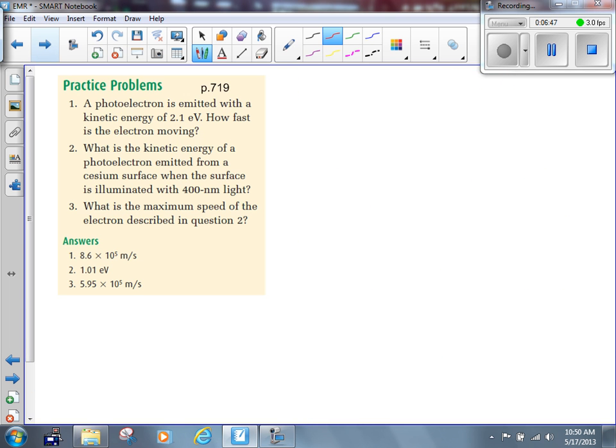All right, we had 3 questions for homework last night on page 719. I'm pretty sure it's question 2 and 3 that we're going to have to go over here. Is that right? I don't know if you guys caught this or not. Question 2, you need the work function for cesium. The work function is given to you in one of the other questions that we did, a previous question. The work function is 2.1 electron volts.